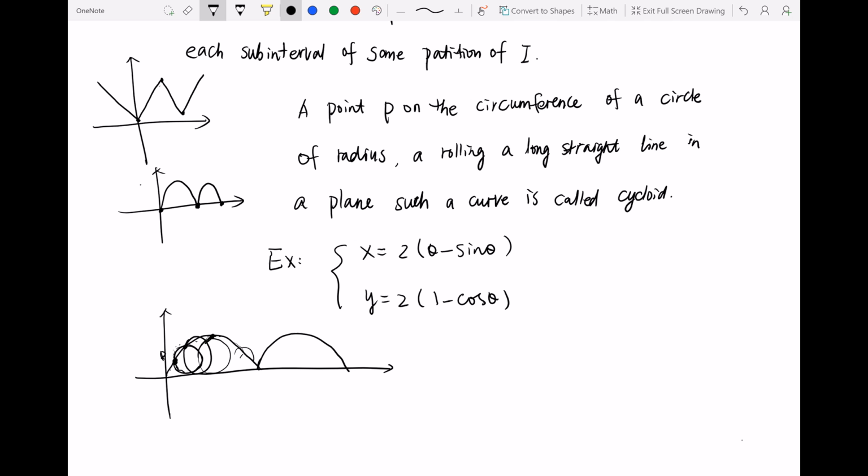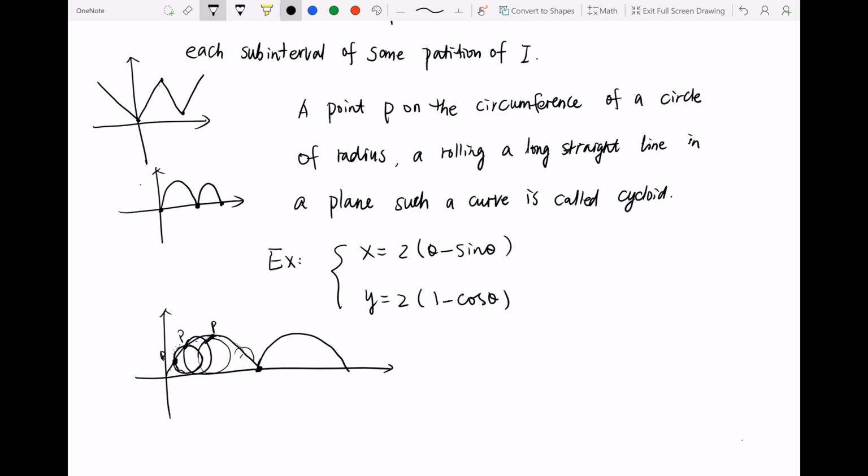So this P point is P, this is P. The same point P, if you roll this circle, it has a trace, it has a line like this. And this is called a cycloid. Does that make sense? Okay. So next we look at this cycloid. So what point is not smooth?